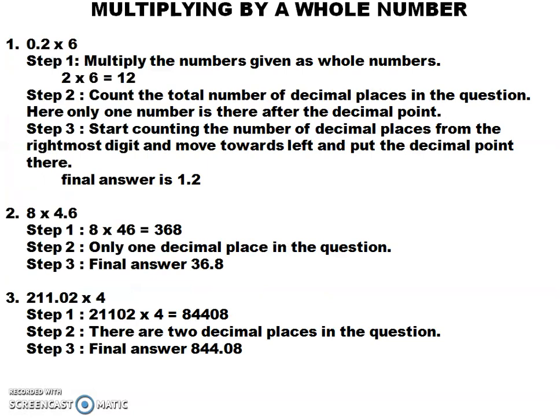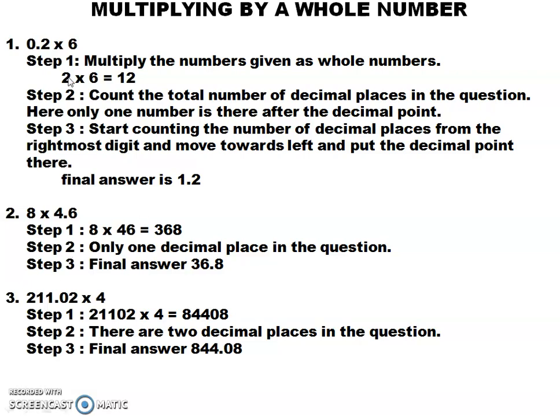Multiplying decimals by a whole number. Read the first question. 0.2 into 6. Which are the two numbers you are multiplying? 0.2 and 6. So 6 is a whole number, and 0.2 is a decimal number. Step 1. Multiply the numbers given as whole numbers. Which are the numbers given there? 2 and 6. Multiply them first. 2 into 6 is 12.